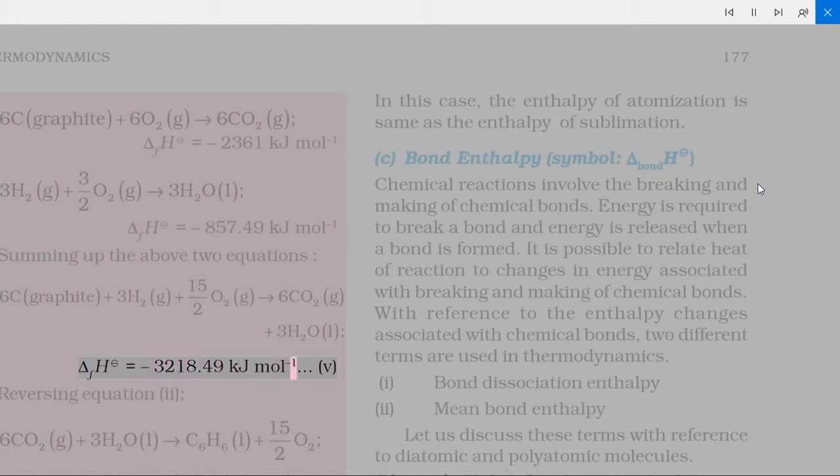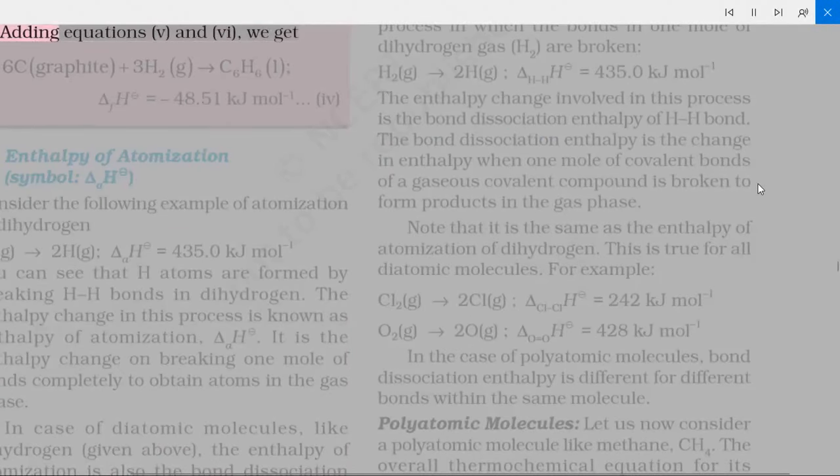ΔfH° = -3218.49 kJ mol⁻¹ (5). Now, reversing equation 2, 6CO2(g) + 3H2O(l) → C6H6(l) + 15/2 O2(g), ΔfH° = +3267.0 kJ mol⁻¹ (6). Adding equations 5 and 6, we get 6C(graphite) + 3H2(g) → C6H6(l), ΔfH° = 48.51 kJ mol⁻¹.